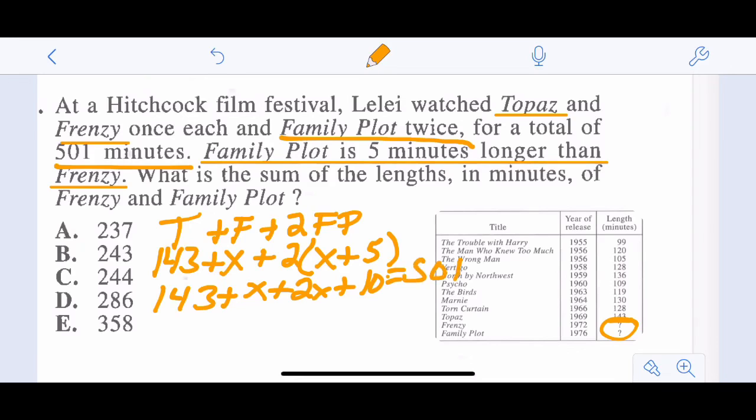And then we're going to combine our terms. We get 143 plus 10, 153. Subtract that from both sides, and we get 3x equals 348. Okay, 3x equals 348. We'll divide by 3, and we get x equals 116. So 116 is Frenzy.